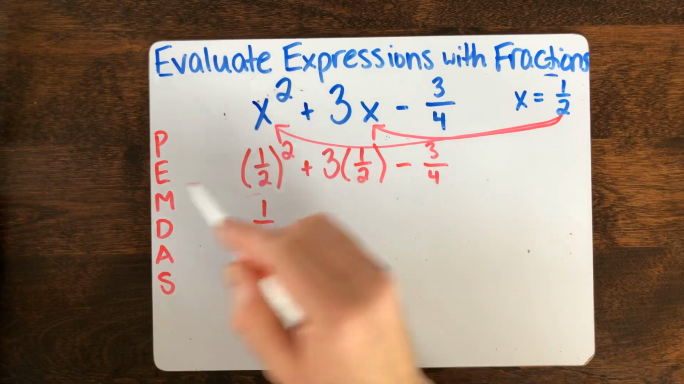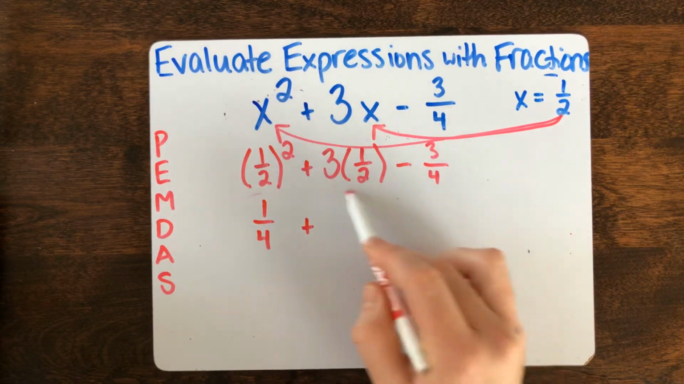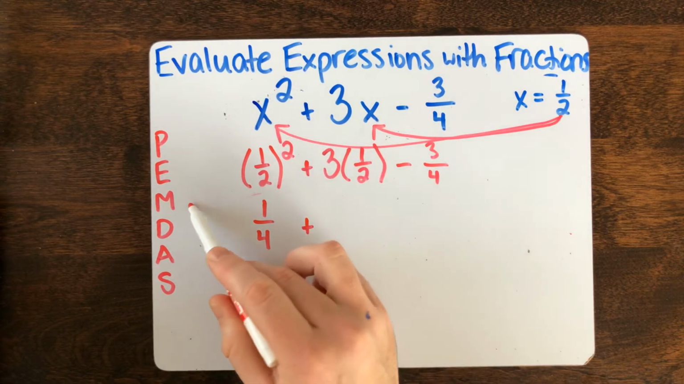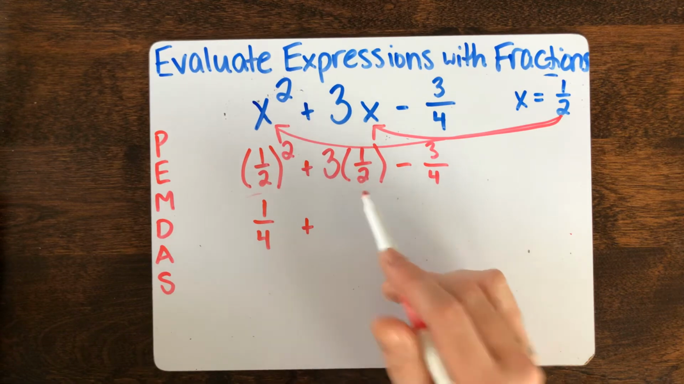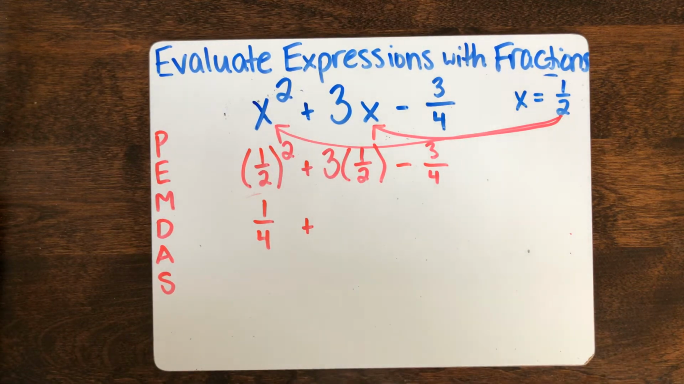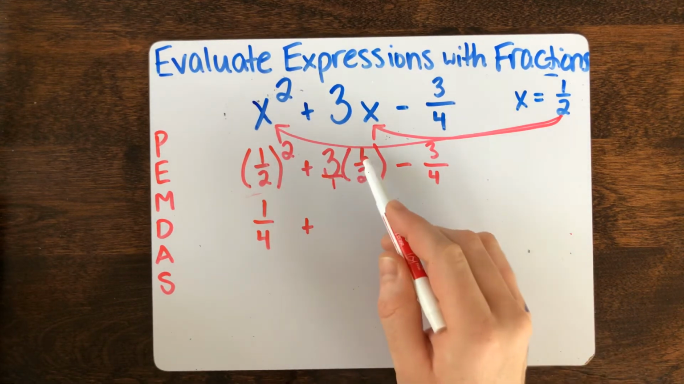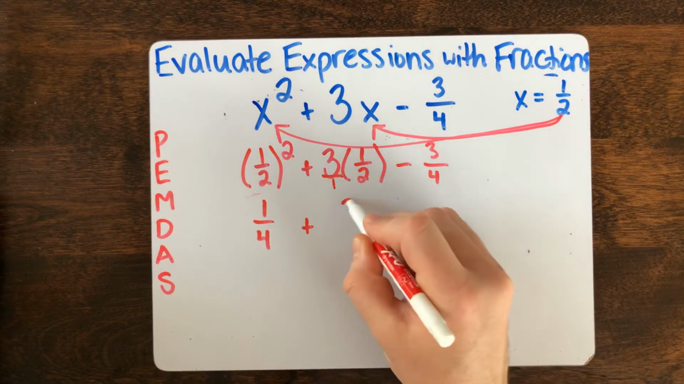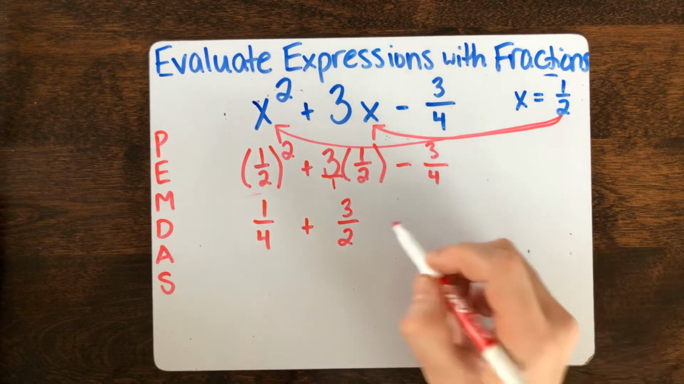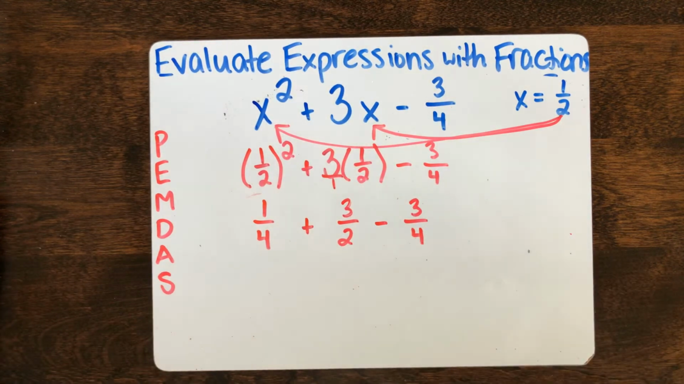So we can simplify this to 1/4. And that's parentheses and exponents, so it makes sense that we're doing that in the beginning. Plus, and then we can solve this, because this is multiplication. So 3 times 1/2, if you know that in your head, or you can just multiply straight across, put that 3 over 1. 3 times 1 is 3. 1 times 2 is 2. So we get 3 over 2 minus 3/4.